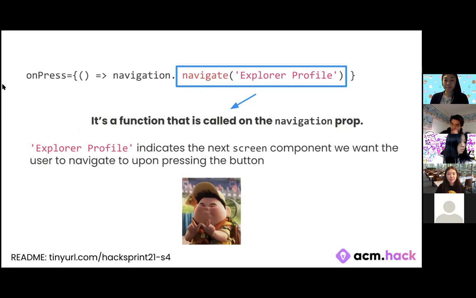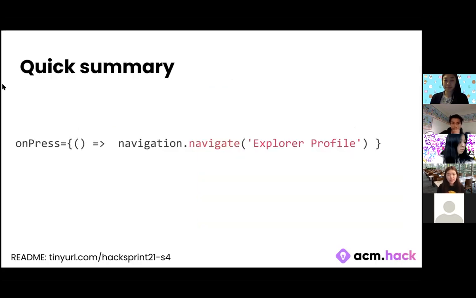To quickly summarize all of that together, because I did break it down quite a bit: this line right here pretty much dictates a lot of how we're going to navigate. We have onPress, so when we press a button, a certain action will happen. The action is going to be navigation, which is a prop, and I'm going to call the navigate function on the prop. I'm going to navigate to ExploreProfile, and it can be whatever you want it to be in this string right here.